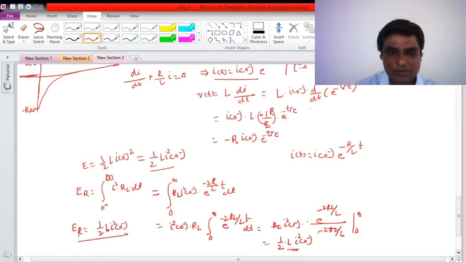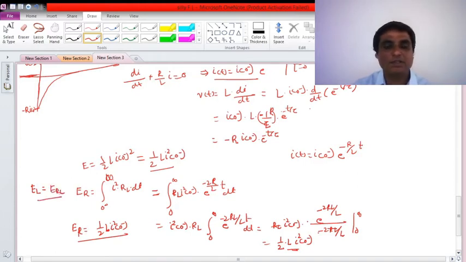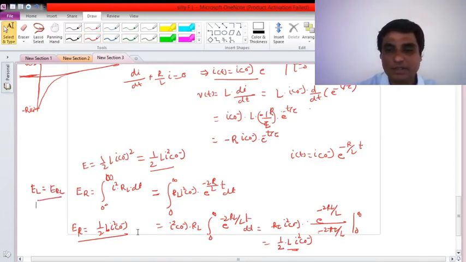Okay. So whatever energy has been stored in the inductor will be retrieved by the load resistance. That's why the law of conservation of energy is satisfied, right? Okay.